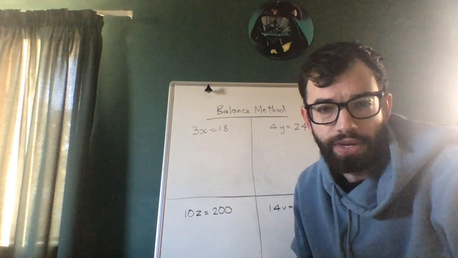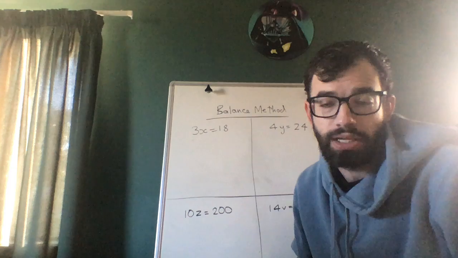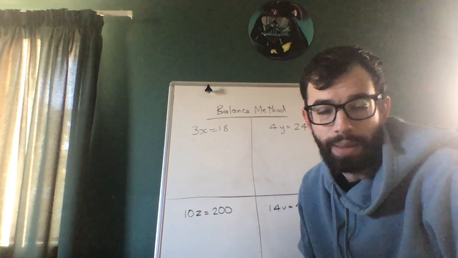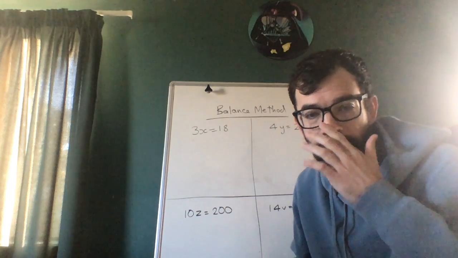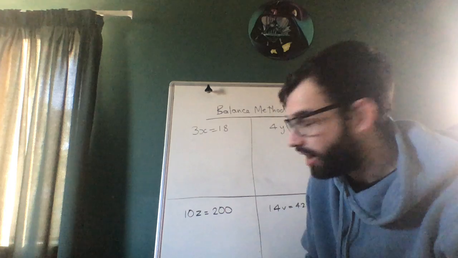Hey guys, and welcome to our video looking at the balance method. In this particular part of the balance method, we're going to look at what happens when we've got multiplication and we want to get our letters or our variables by themselves.